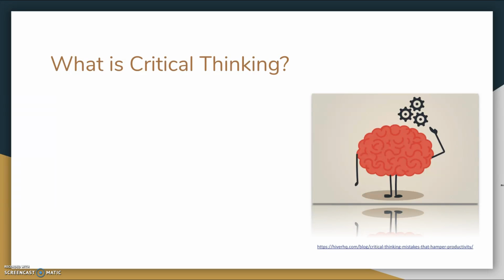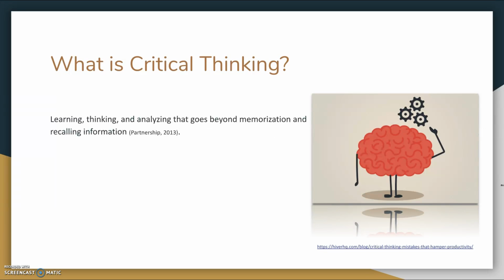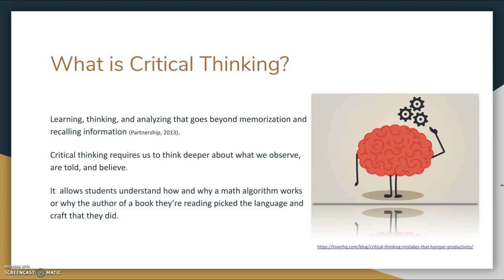What is critical thinking? There are several definitions, but it can be defined as learning, thinking, and analyzing that goes beyond memorization and recalling information. Critical thinking requires us to think deeper about what we observe, what we are told, and even what we believe. For example, it allows our students to understand how and why a math algorithm works, or why the author of a book they're reading picked the language and craft that they did.